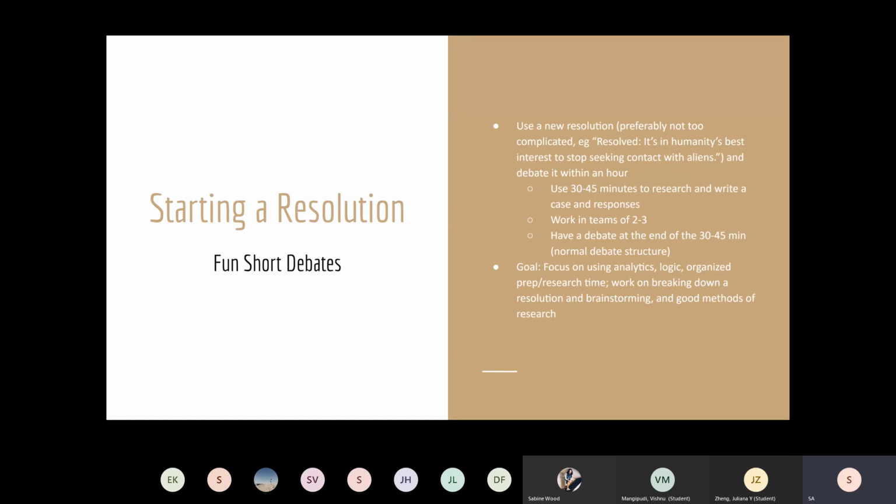You can work in teams of 2 to 3, so basically your normal partnership. And you have a debate at the end of the 30 to 45 minutes, and you use a normal debate structure. And the goal of this drill is to focus on using analytics, logic, organized prep, and research time. And you want to work on breaking down a resolution and brainstorming and good methods of research.